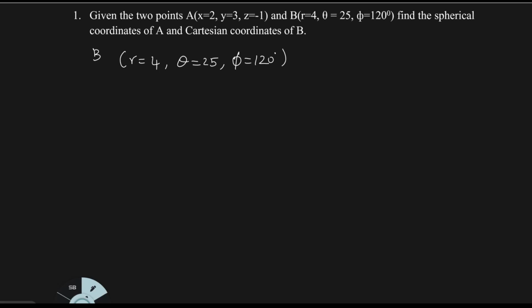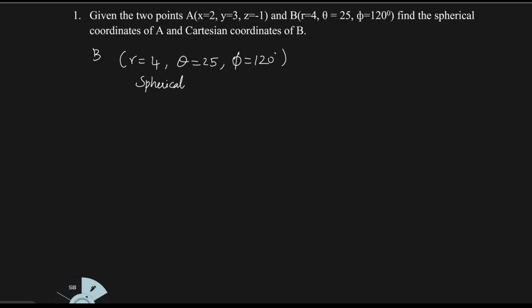So, the B point is represented by the letters R, theta and phi. R, theta, phi means which coordinate system? It belongs to the spherical coordinate system. They want to calculate it into the Cartesian coordinate system.